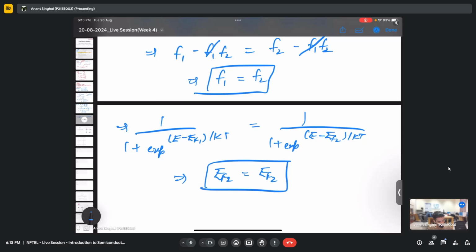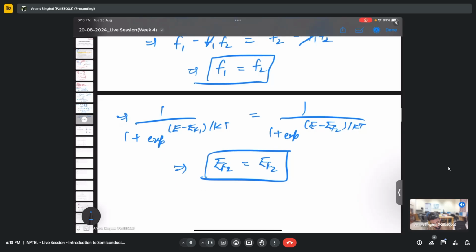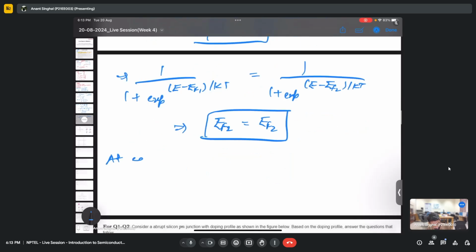Does it make sense? Yes, sir. So that means at equilibrium, the Fermi levels align. Even if we join two different materials, we will have the same Fermi level for both these materials. So this is the key takeaway from this particular thing.